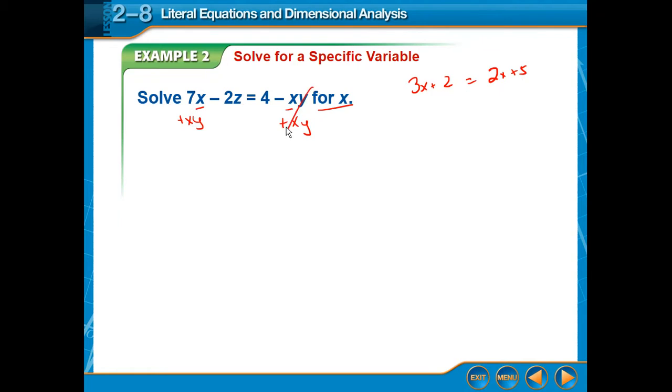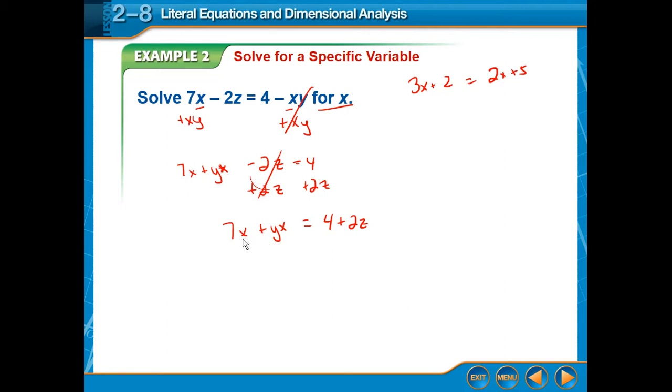So when I do that, they cancel over here, and I get 7x, and I'm going to write this as y plus yx minus 2z, and over here they cancel and I just have 4y. Okay, and then I want to get rid of this 2z over here. So I'm going to add 2z to both sides. So here they cancel, so I have 7x plus yx equals 4 plus 2z. Again, I can't combine these because this one has a variable and the other one doesn't. So they're not like terms and can't be combined.